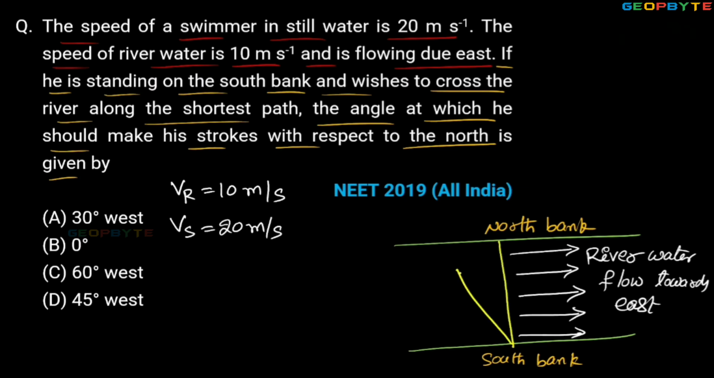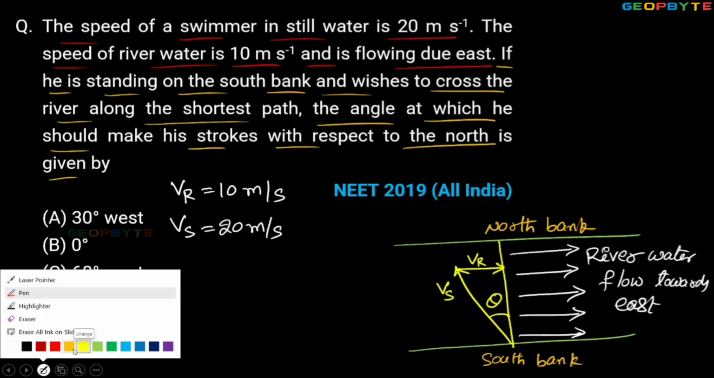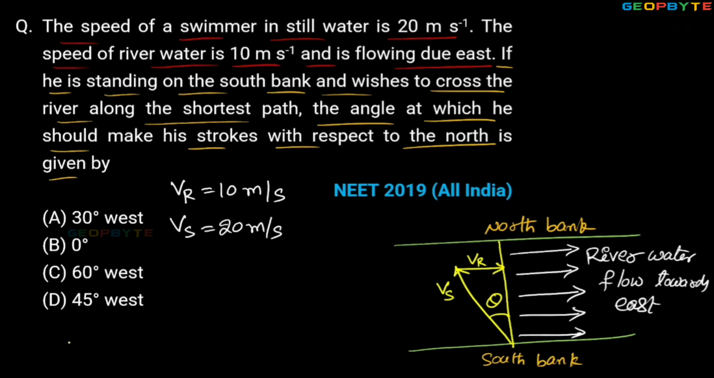It is like this. Then this is the swimmer velocity. This is the river water velocity. This is the right angle between the river water flow and swimmer to reach the other bank in the shortest path. Then theta equal to, sine theta. Look at the diagram. Sine theta is opposite side by hypotenuse. Opposite side is 10, hypotenuse 20, 10 by 20, 1 by 2.